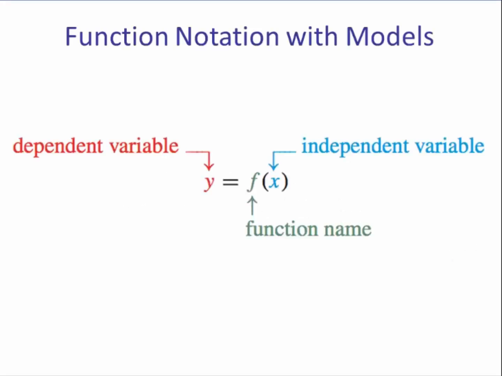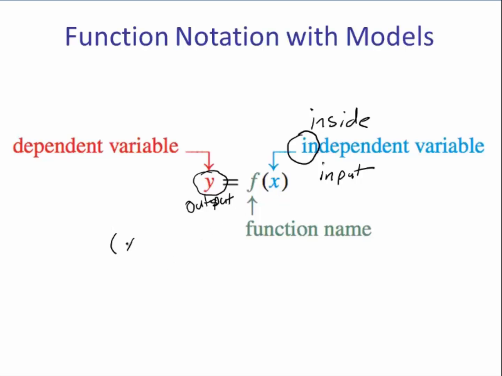Lesson objective: function notation with models. In this case, y is our dependent variable. Our independent variable is what goes inside the parentheses. That's what goes inside, and we can think of that as our input. This is the function name. Our output is y. Our input is x.